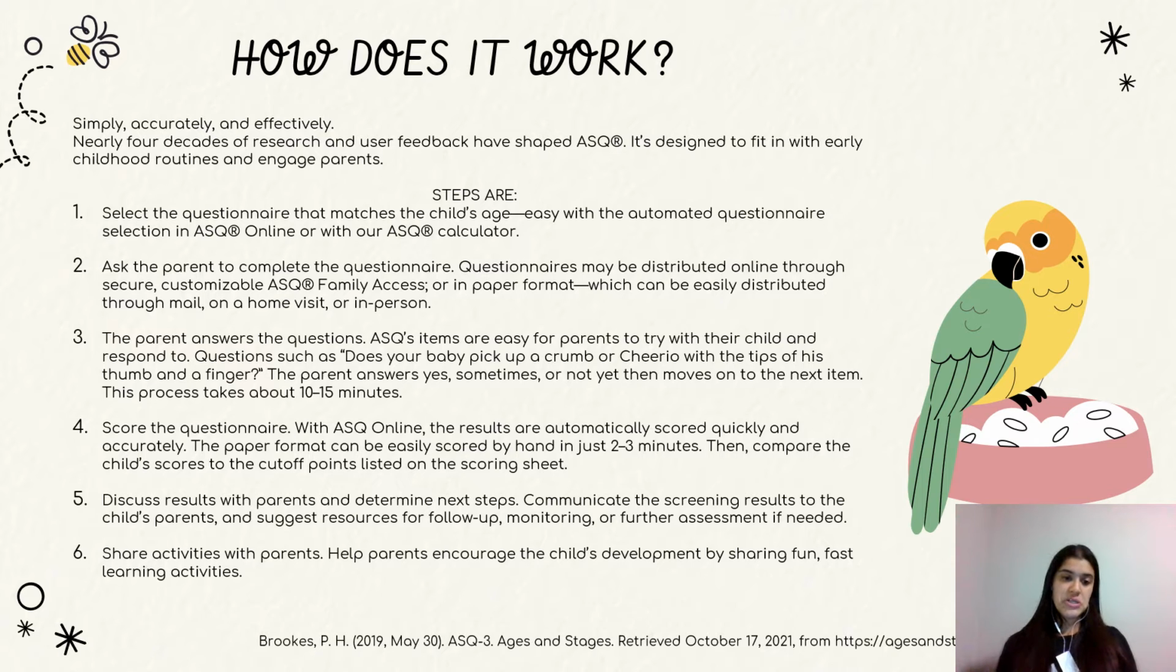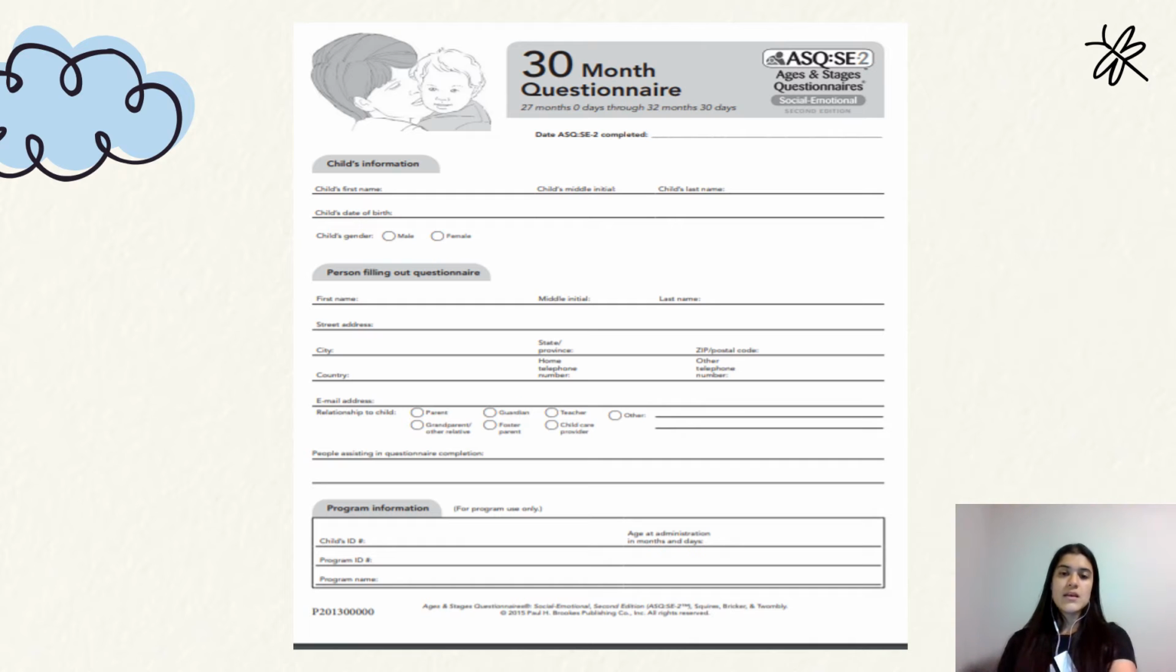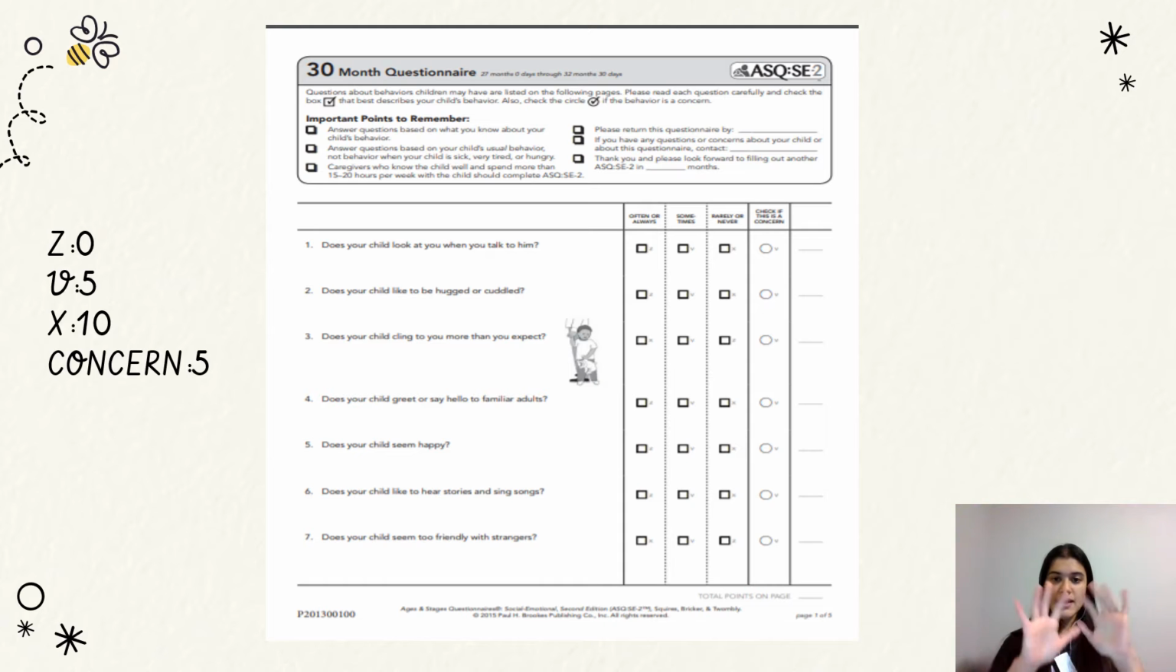And the sixth will be to share activities with the parents to help them encourage the child's development by sharing fun, fast learning activities. So this is an example of the questionnaire. The 30 months is the 2.5, like I said. This is the first page that we have: the kid's name, the address, and also the person that is filling out the questionnaire. It's important to have that information there. And there is a part for the program. This is where the questionnaire starts.